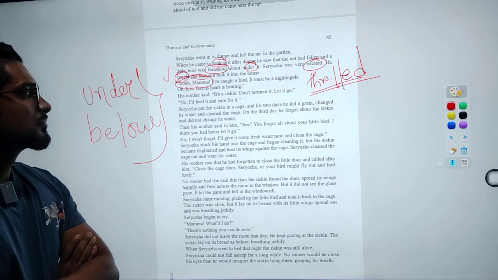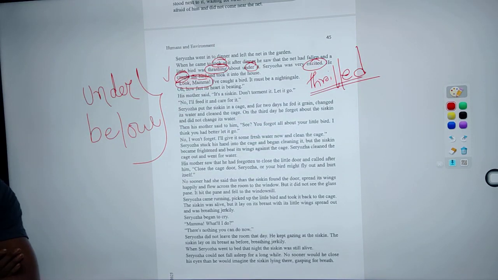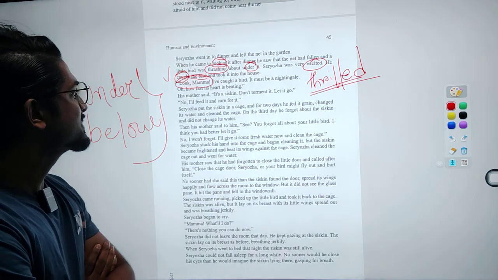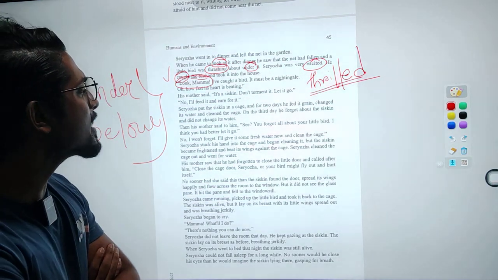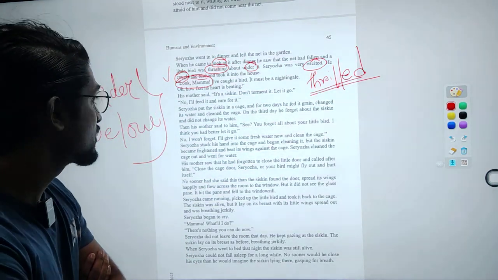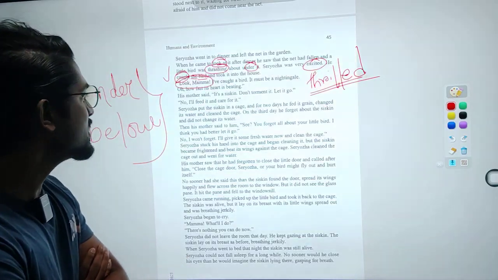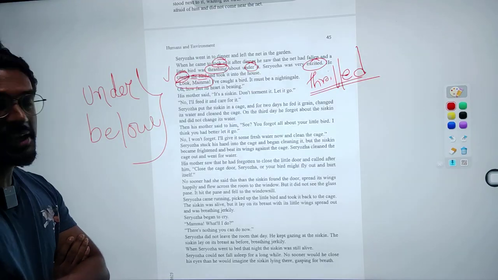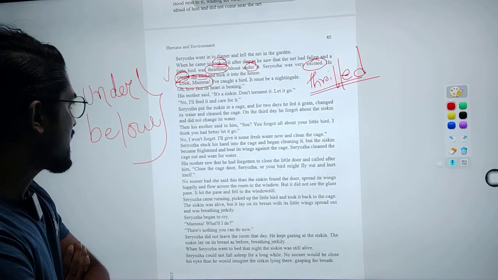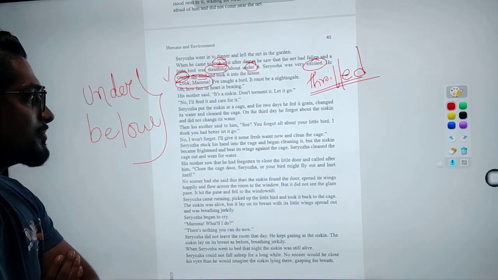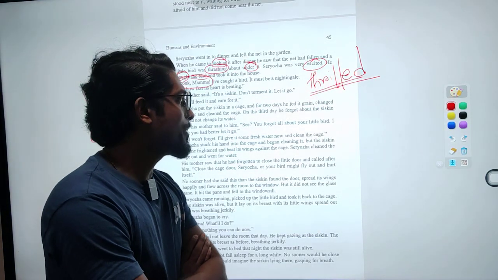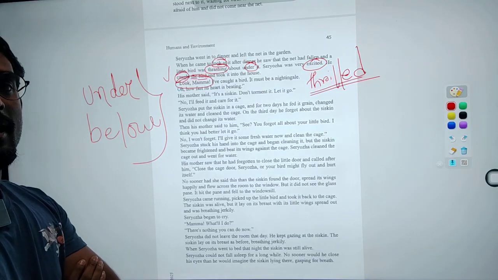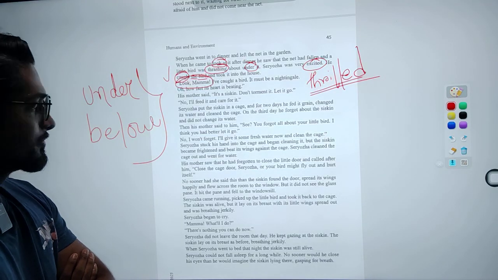So birds are supposed to be in the sky, not in the cage. So Shailaja put the siskin in a cage, and for 2 days he fed it, changed its water, cleaned the cage. On the 3rd day he forgot about the siskin and did not change its water. Then his mother said to him, see, you forgot all about your little bird, I think you had better let it go. I think তোমার উচিত হবে এটিকে ছেড়ে দেওয়া.